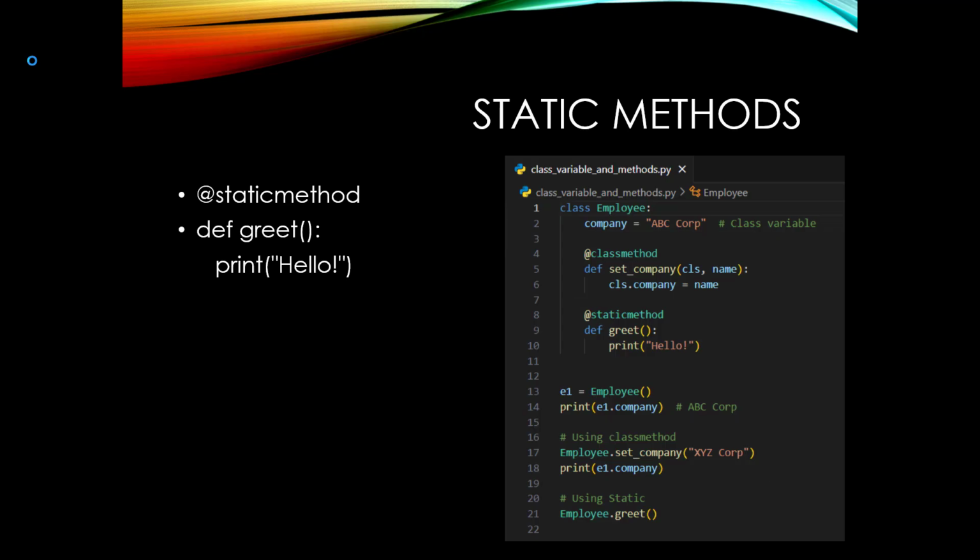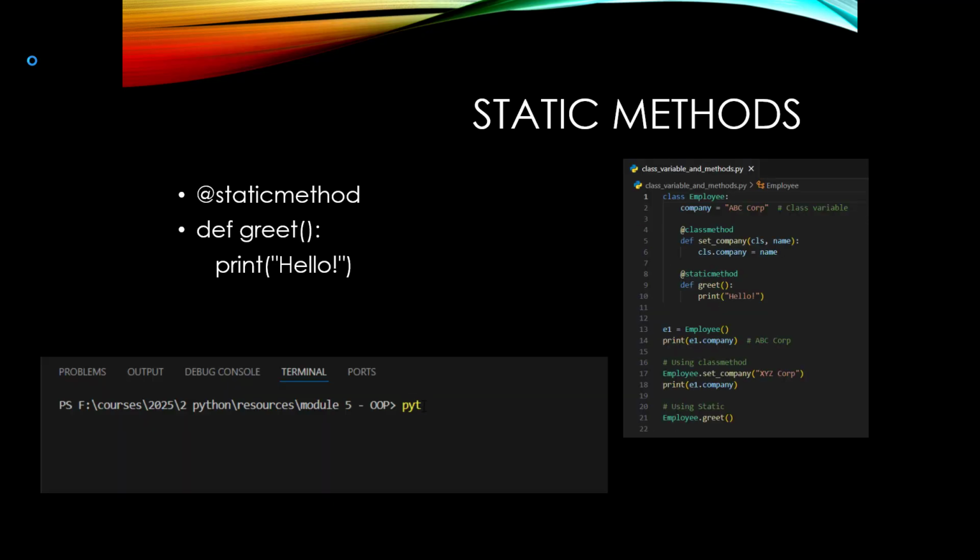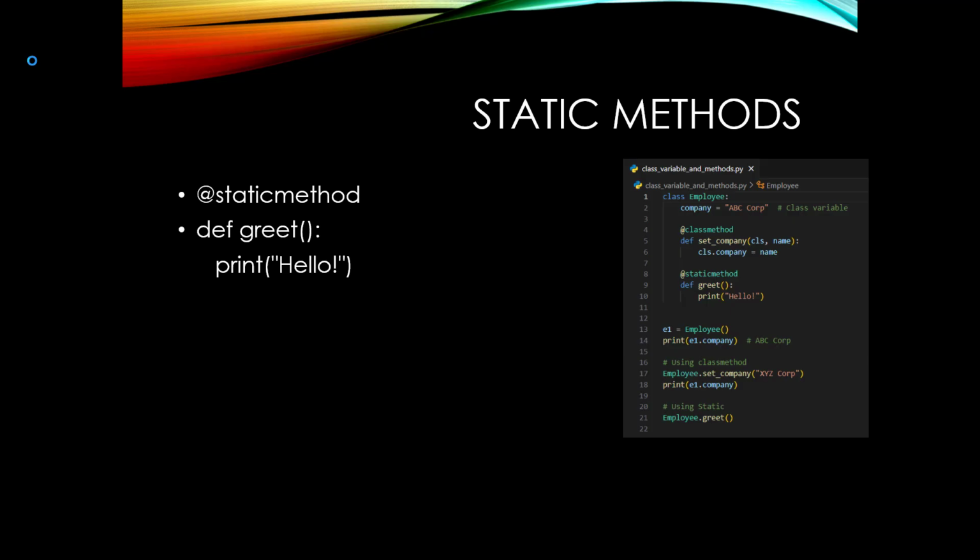We also have static methods which don't depend on class or instance. Here is an example. @staticmethod, greet function, print hello. You can use them for utility functions related to the class, but that don't need access to data from the class or object. These tools allow you to design flexible, powerful class structures with shared data and functionality.